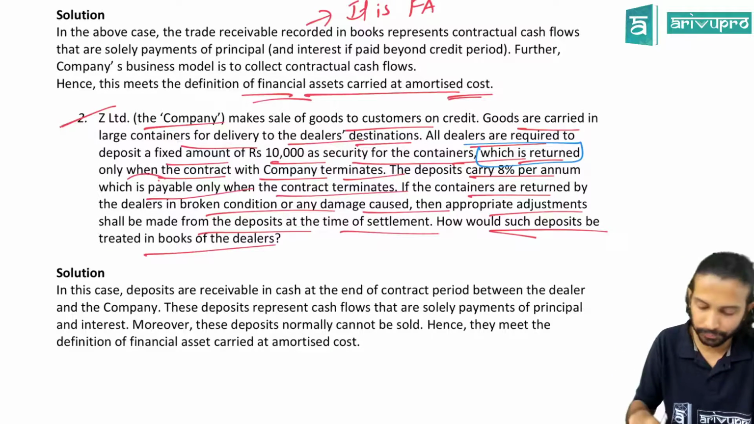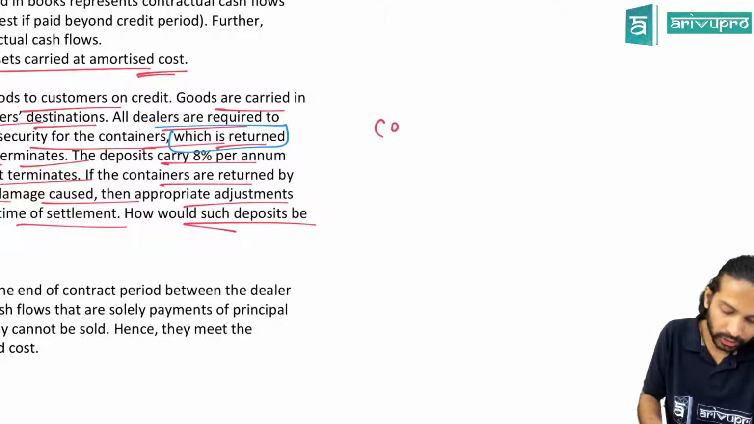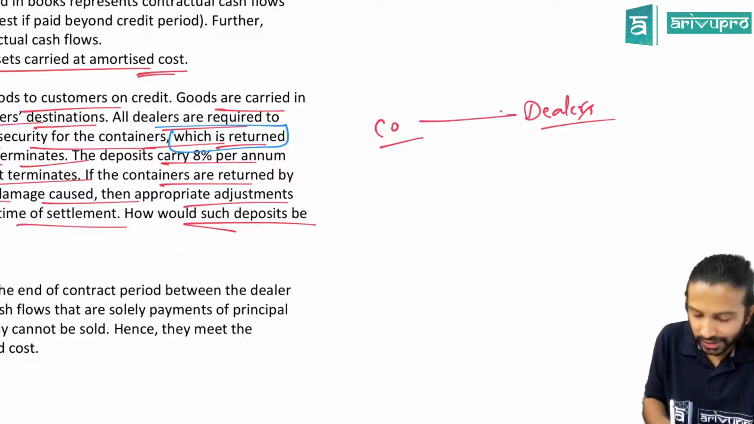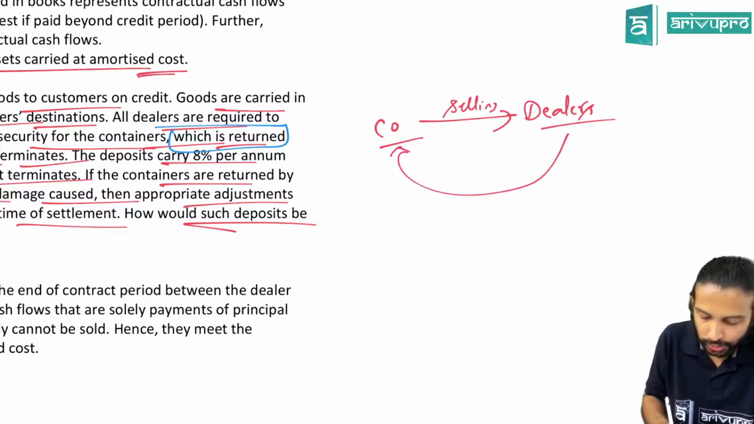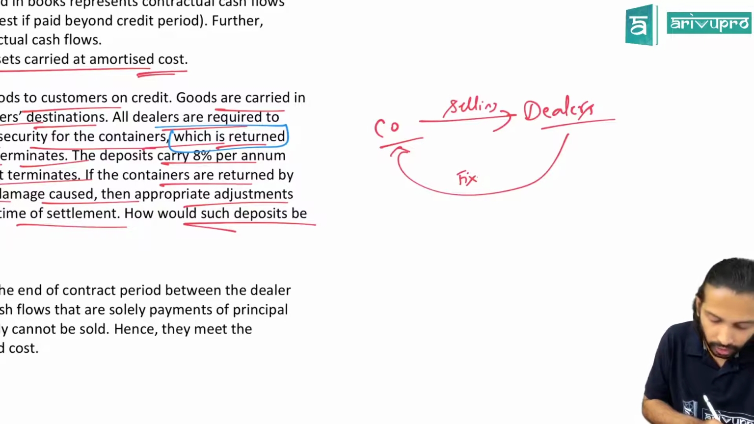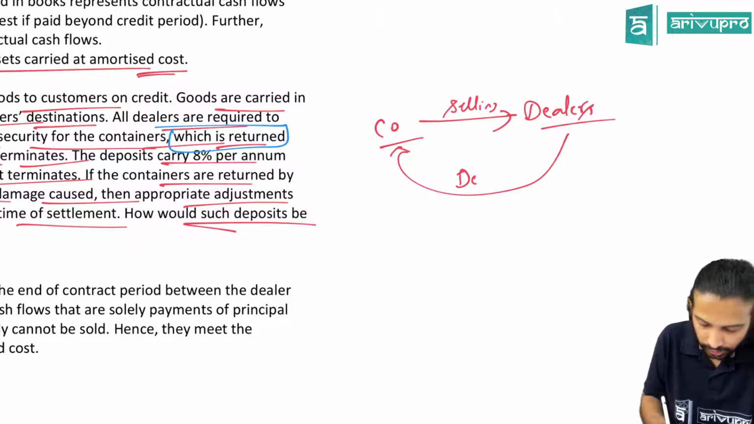Dealers, not the company. There are two parties, the company and the dealers. Correct? The company is selling the goods in containers. And dealers are supposed to make a fixed deposit. Are they supposed to make a deposit? Correct or no? Any confusion?